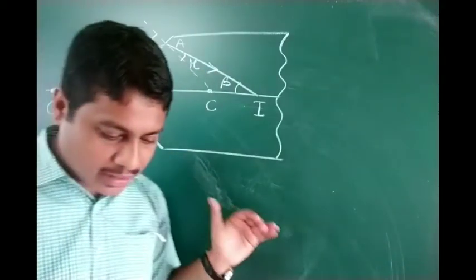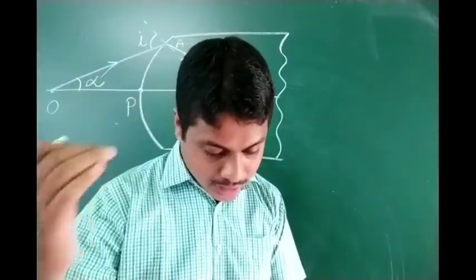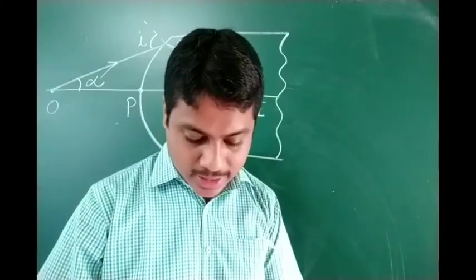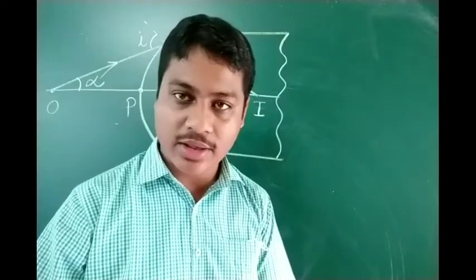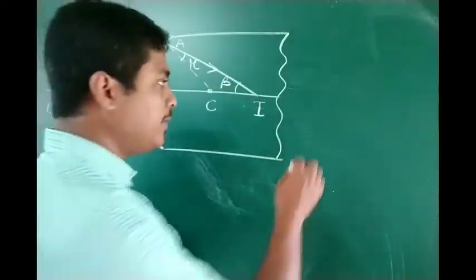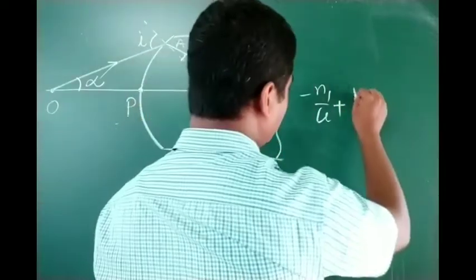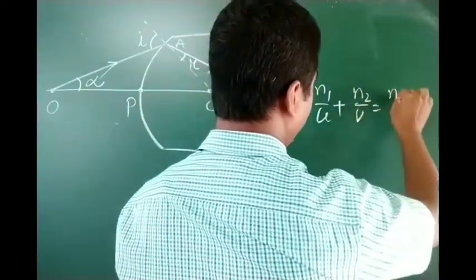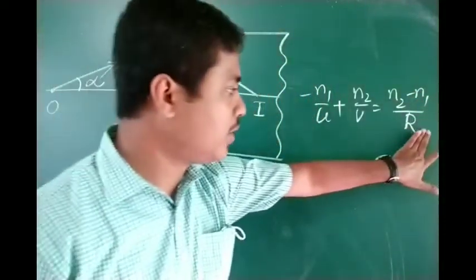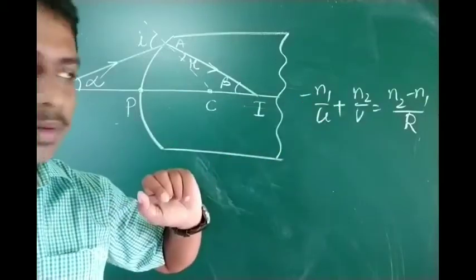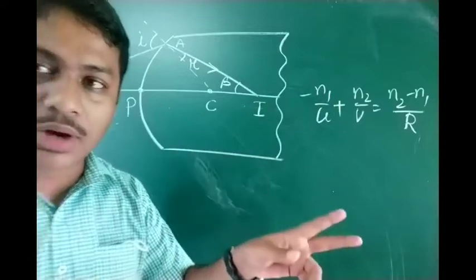So here the question is like this. We need to prove that. Your question will be in different ways. Derive a relationship between object distance, image distance and radius of curvature of a convex spherical refracting surface. Or maybe the question will be in this way: minus n1 by u plus n2 by v is equal to n2 minus n1 divided by r. Not r1, it is r. We need to prove this equation also. So there may be two questions that I have already told you.